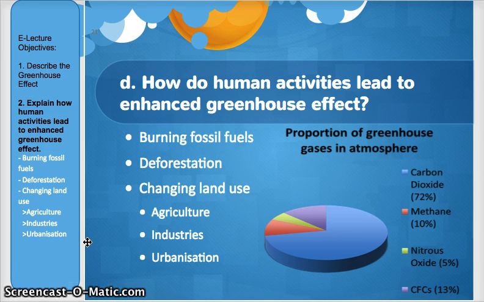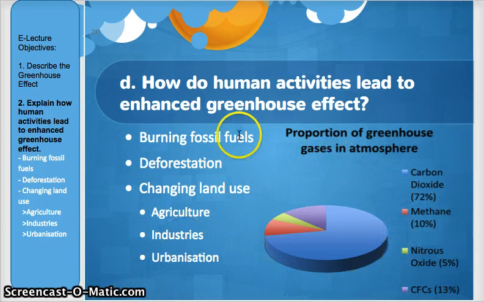Now in the past 100 years, you would know that we have had some new human activities come up that have not been done in the previous millions of years of human activities. So 3 of those that you would know very well would be burning fossil fuels, deforestation, and changing land use. Under changing land use, there are 3 new factors.